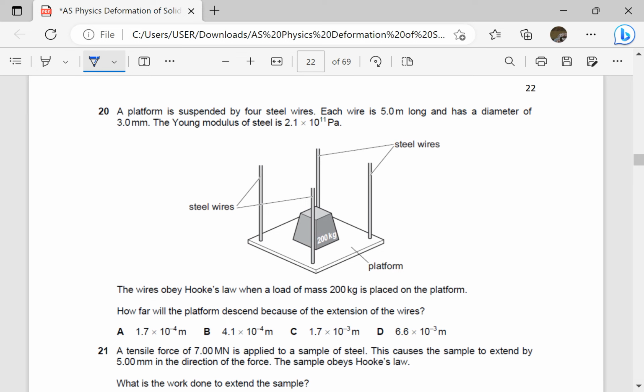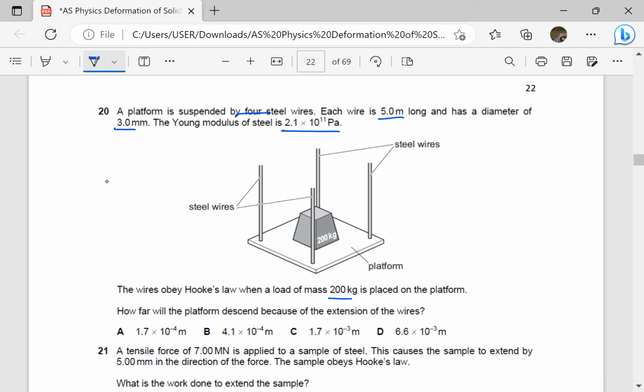The platform is suspended by 4 steel wires. There are 4 steel wires. Each wire is 5 meters long and has a diameter of 3 millimeters. The Young modulus of steel is 2.1 times 10 power 11 pascals. The wire obeys Hooke's law when a load of mass 200 kilograms is placed on the platform. How far will the platform descend because of the extension of the wires?